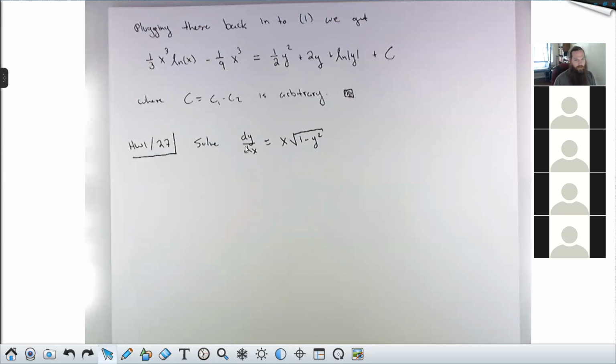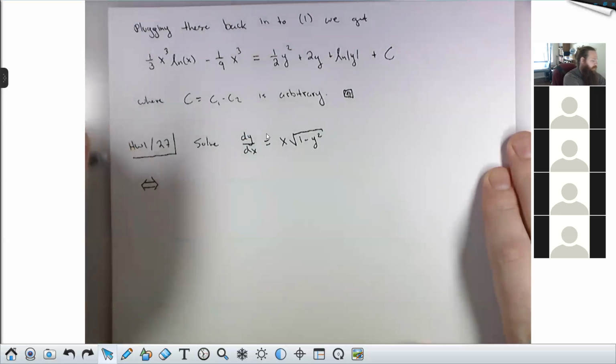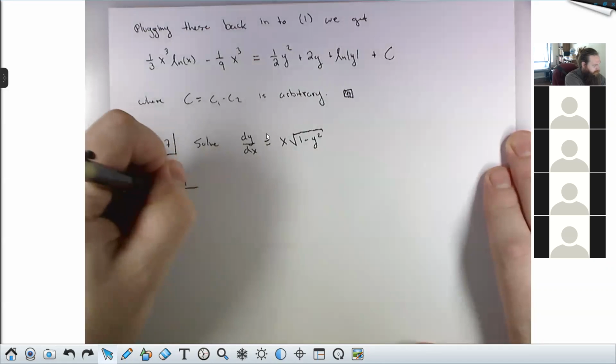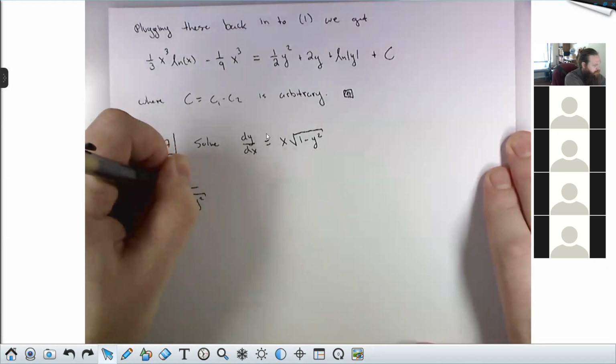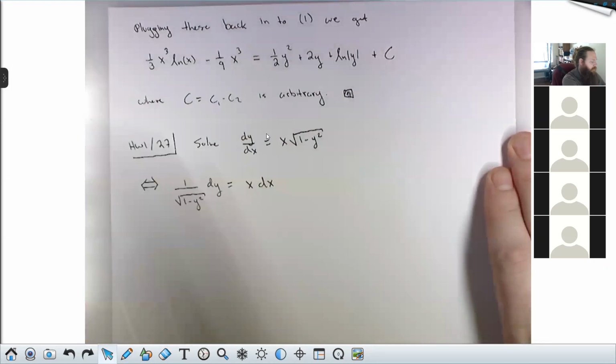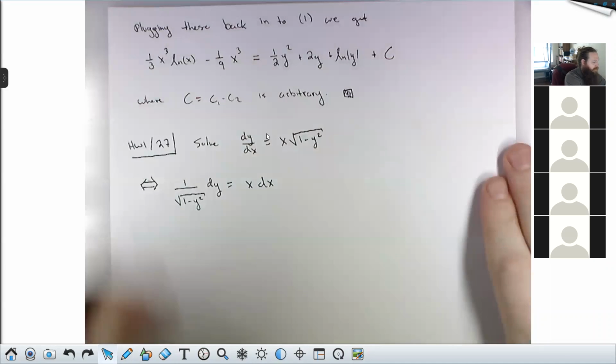So again, they tell us to separate variables, even if they didn't tell us that. Looking at this, the right-hand side is a function of x times a function of y. The left-hand side is just dy/dx. So we would recognize, even if they didn't tell us to separate variables, that we have the option to separate variables. Certainly, if you can separate variables, you should. So this will give me 1 over the square root of 1 minus y squared dy is equal to x dx. And then we'll integrate on both sides.